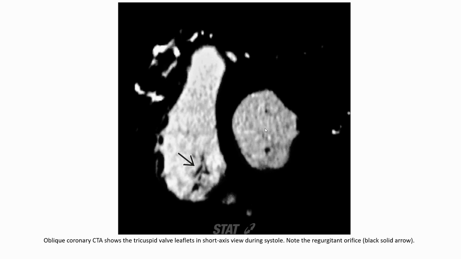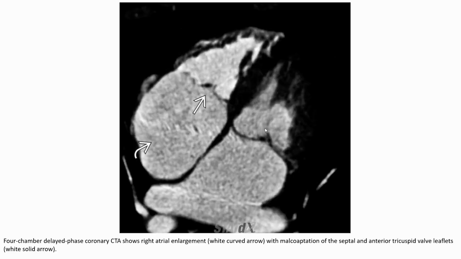This CTA image shows the tricuspid valve in short axis view during systole. Note the regurgitation orifice indicated by the black solid arrow. This CTA image shows right atrial enlargement with malcoaptation of the septal and anterior tricuspid valve leaflets.